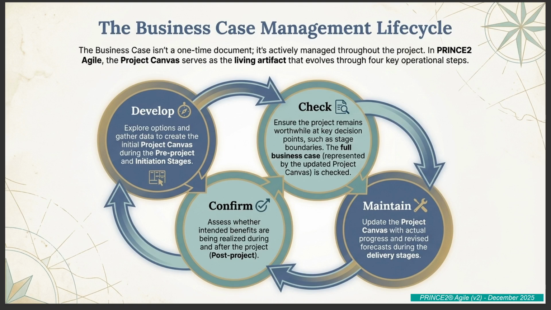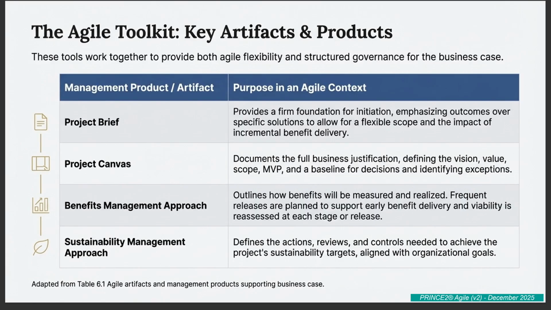Okay, so to make this whole four-step cycle work, PRINCE2 Agile relies on some very specific management products. Let's get into this Agile toolkit. Yes, and understanding how these four are tailored is essential for the practitioner exam. This is how the project board can give the team flexibility on scope while still keeping control over cost and time. First up, the project brief.